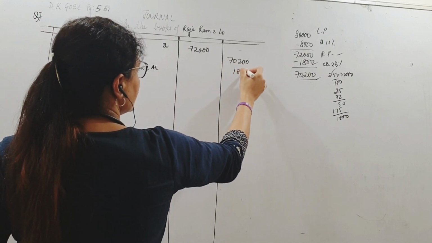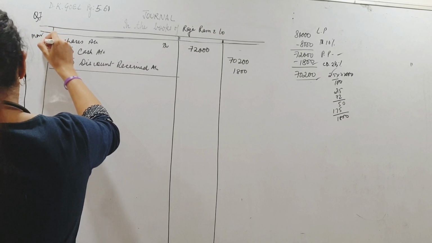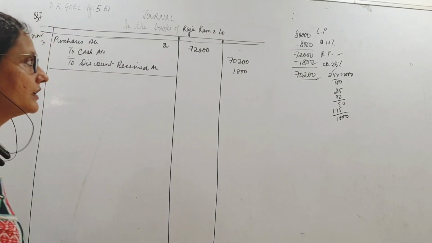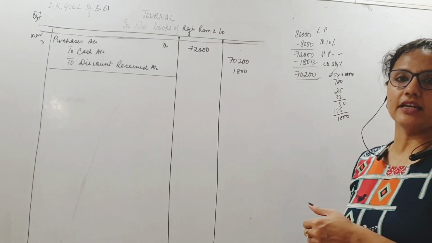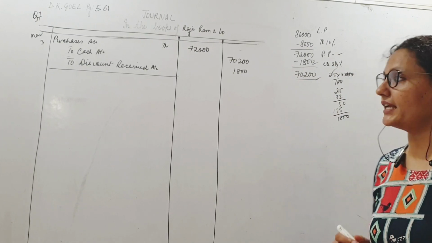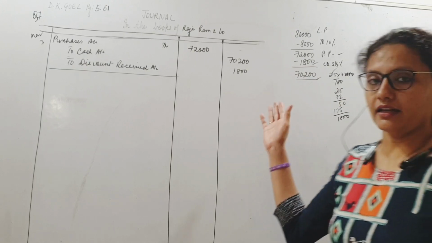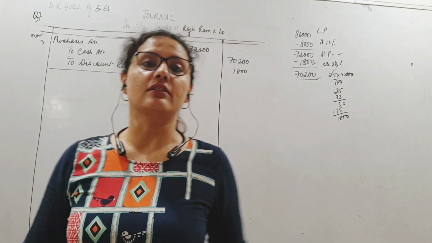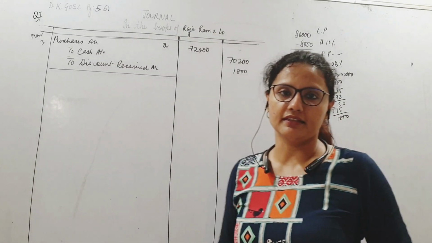1,800 is credited to discount received. This is the entry on March 3rd. So here, purchase, discount received and cash. Discount received being my income, it is credit. Easy. Narration being goods purchased on trade discount 10% and cash discount 2.5%.